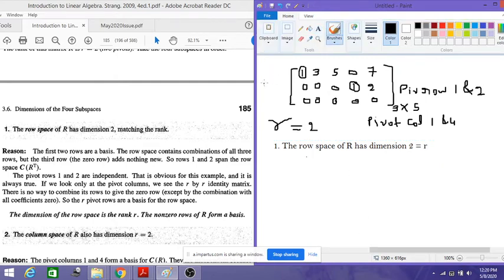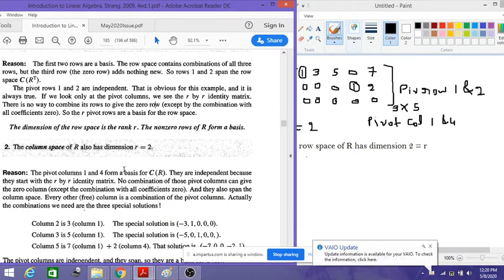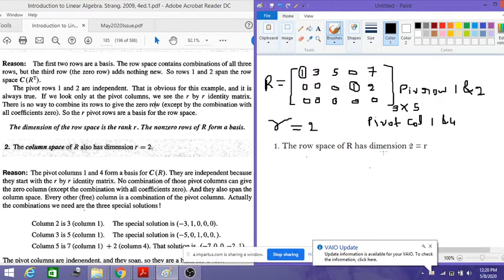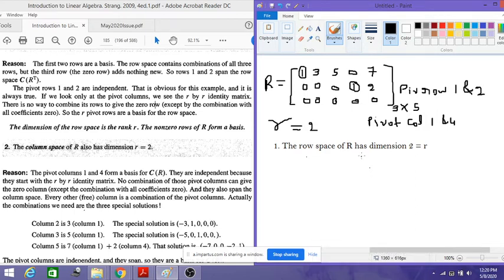So this is the reduced row matrix, and the dimension of the row space is the rank. In this case, the dimension D is 2, which is equal to the rank of the matrix, and the non-zero rows of R form the basis. Which are the non-zero rows which form the basis?